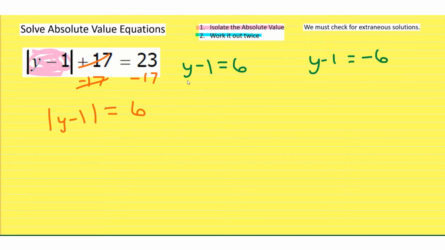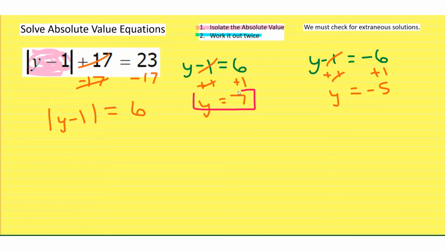Let's go ahead and solve these out. I can get rid of that 1 on the first one by doing plus 1 on both sides. Cancel, cancel, and y is equal to 7. Over here, I could do plus 1 again on both sides, and that cancels out. I'm left with y is equal to negative 6 plus 1, and that's negative 5. So these are two potential answers: 7, and negative 5.